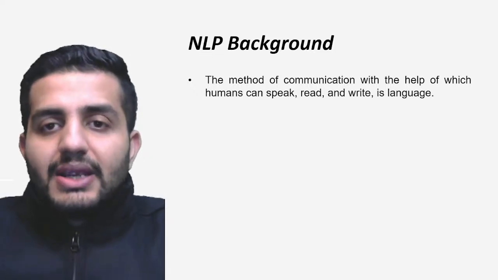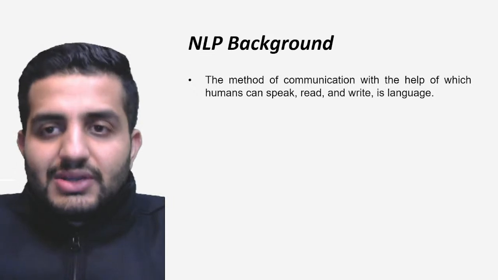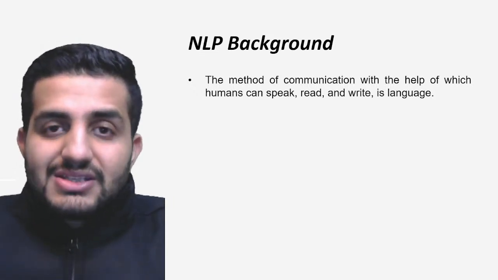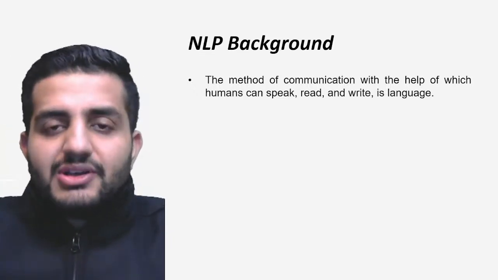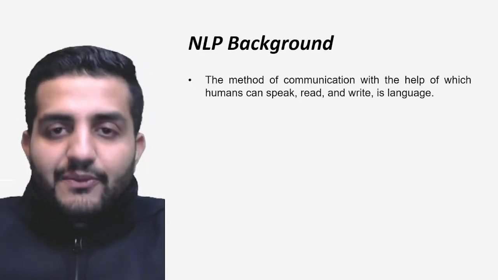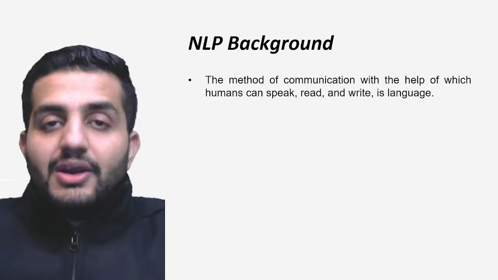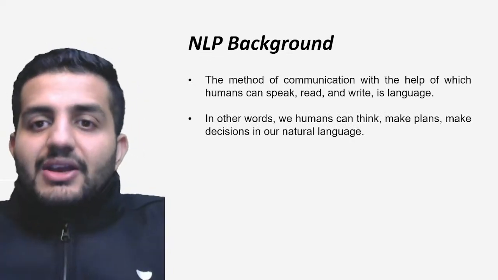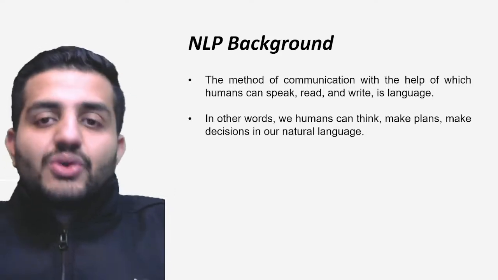And how do humans communicate? They can either speak, write, or read, any of the modes. And the common base is language. So language is the method of communication. I'm not talking about any specific language here, like English, French, Bengali. I'm just talking about language. Basically, it's a method of communication. That's the way humans interact. In other words, humans can think, make plans, and make decisions in their natural language.